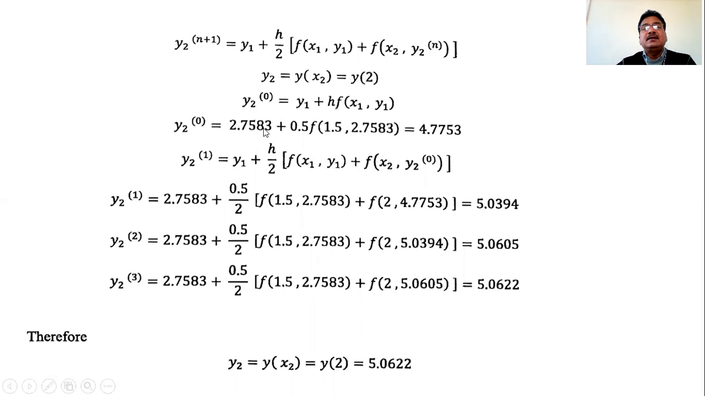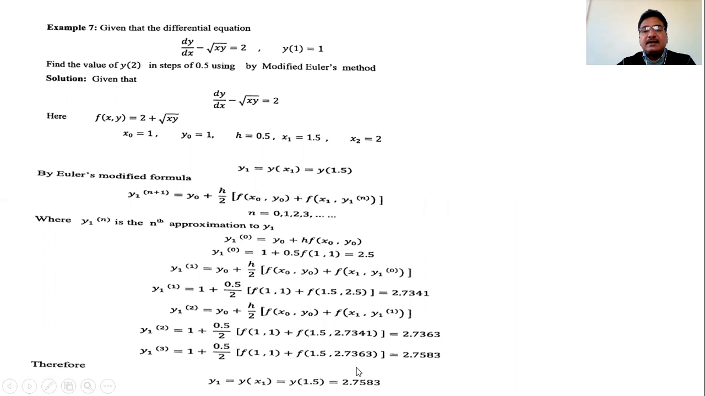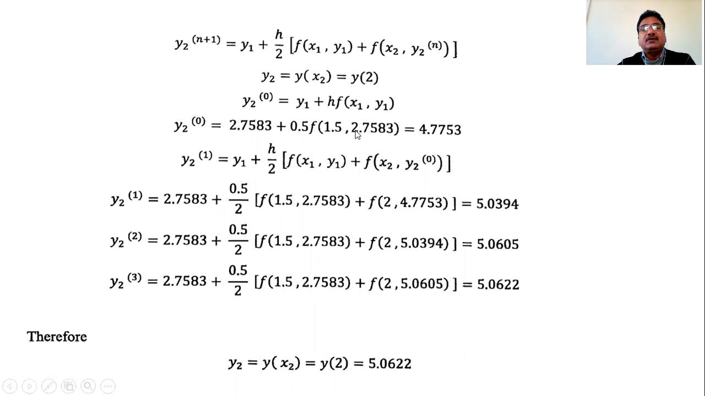And find y2,1, first y2,0. y2,0 is what? y1 plus h f(x1, y1). y1 is this. And x1 is what? x1 is 1.5. x0 is 1, then 1.5 because h is 0.5. So x1 is 1.5 and x2 is 2. So we use this formula: y2,0 is y1 plus h f(x1, y1). Substitute the values, we have the answer.